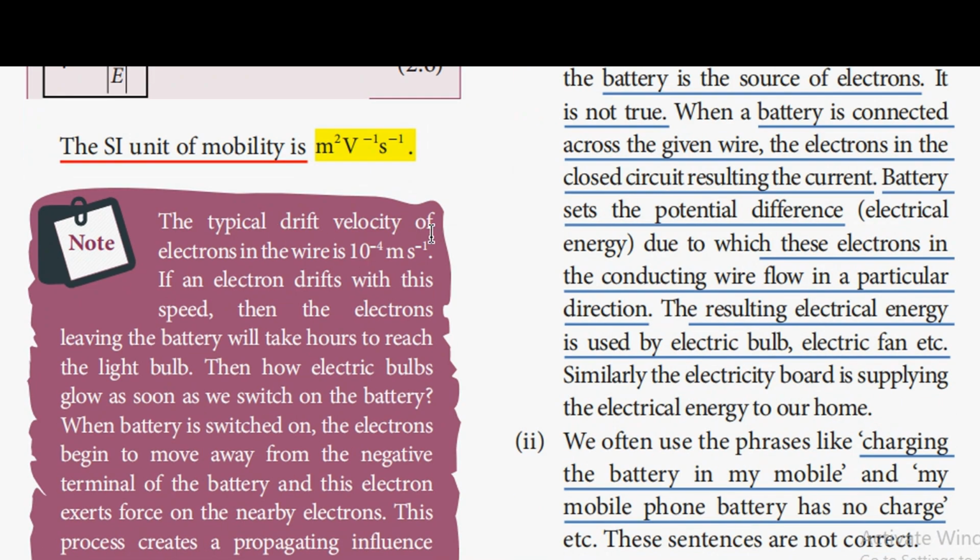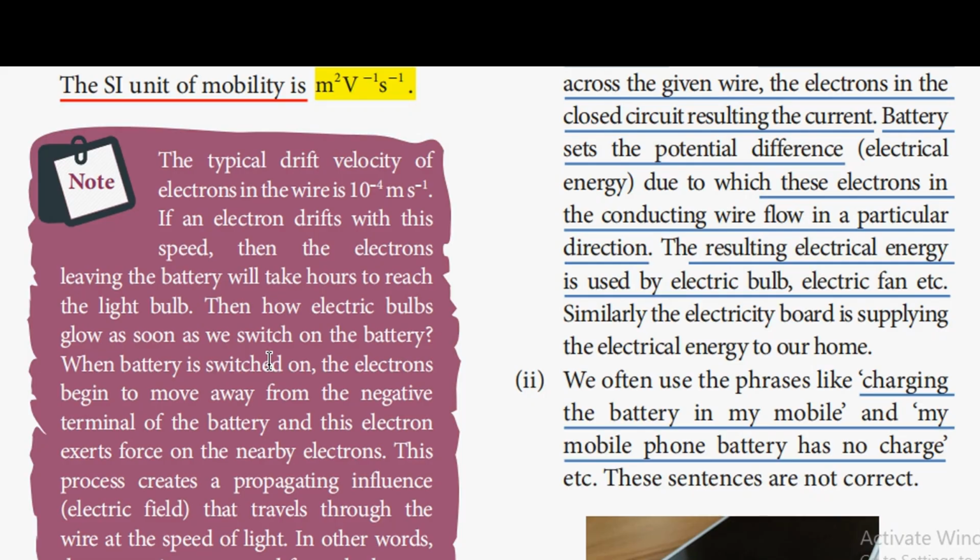Now the typical drift velocity of the electrons in the wire is about 10 power minus 4 meter per second. If an electron drifts with this speed, then the electrons leaving the battery will take hours to reach the light bulb. Then how is it possible that the bulb glows immediately after we switch on the battery?